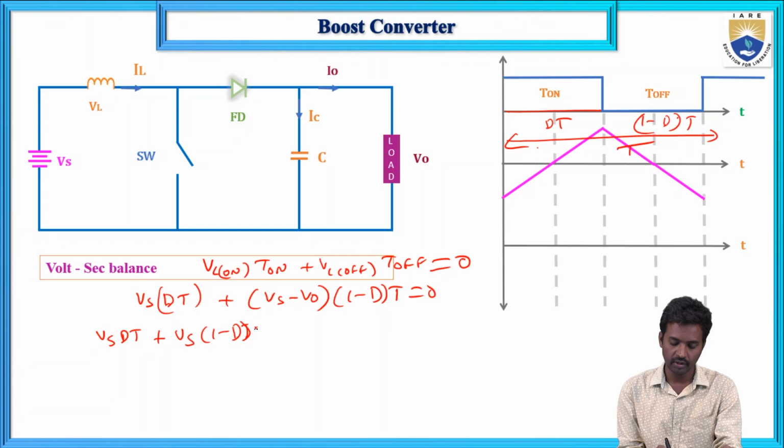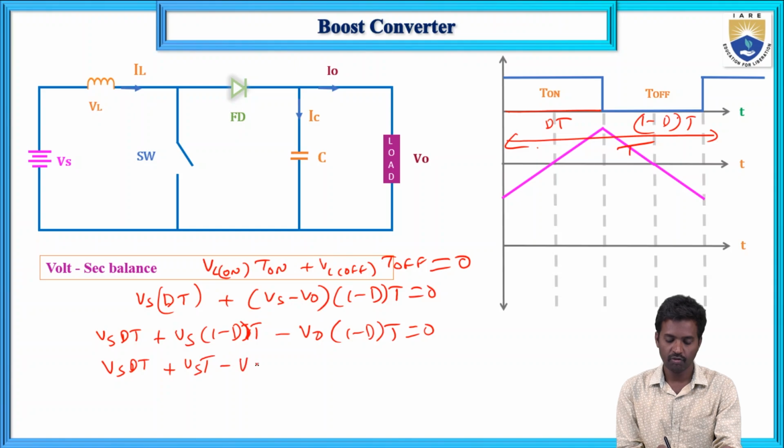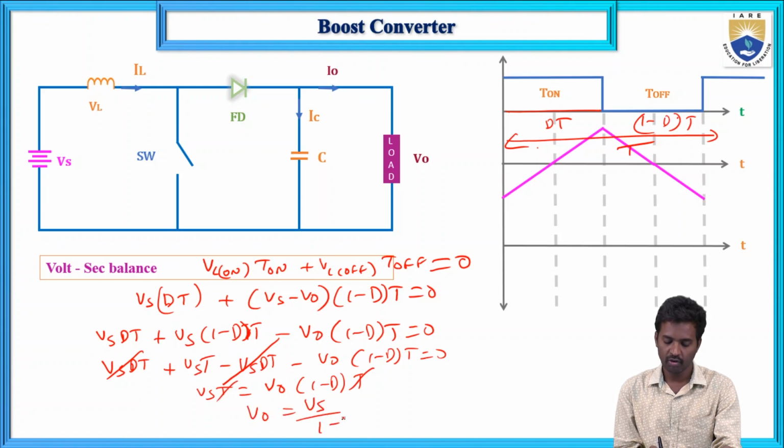minus V naught (1 minus D) into T equals 0. So now Vs into DT plus Vs T minus Vs into DT, minus V naught (1 minus D) into T equals 0. Now this is negative and this one is positive, so it gets cancelled. Now VsT equals V naught (1 minus D) T. T gets cancelled on LHS and RHS. Now V naught equals Vs by (1 minus D).